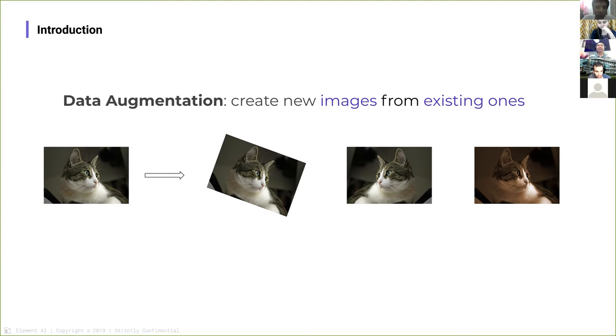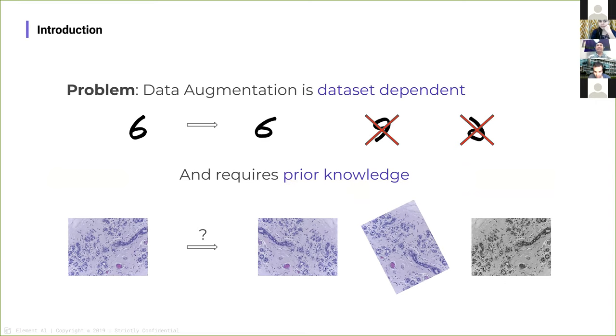All right. So the problem with that augmentation is, first, it's dataset dependent. For each dataset, there are some transformations that are more useful than others.